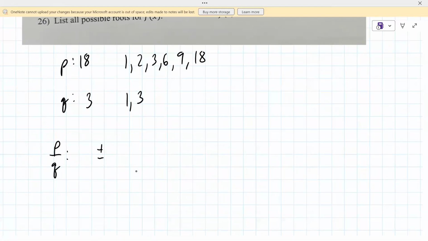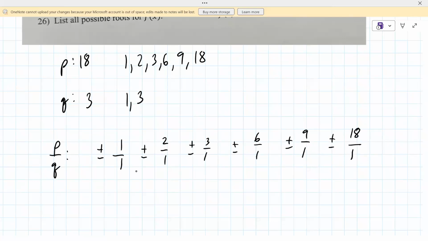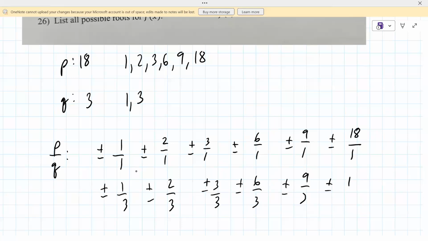So it looks like this: plus or minus 1 over 1, plus or minus 2 over 1, plus or minus 3 over 1, plus or minus 6 over 1, plus or minus 9 over 1, plus or minus 18 over 1. So I took every single factor from p and divided it by 1. Now I'm going to take every single factor of p and divide it by 3. So you have plus or minus 1/3, plus or minus 2/3, plus or minus 3/3, plus or minus 6/3, plus or minus 9/3, plus or minus 18/3.